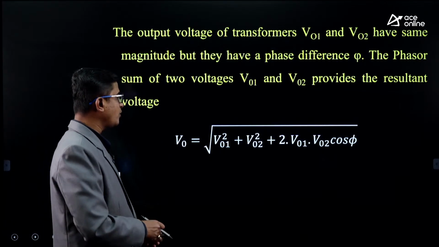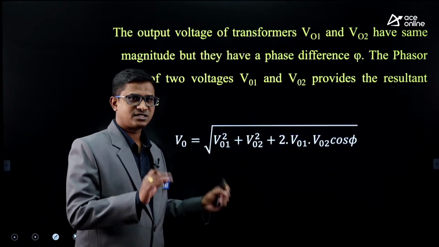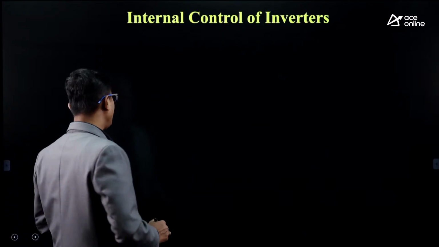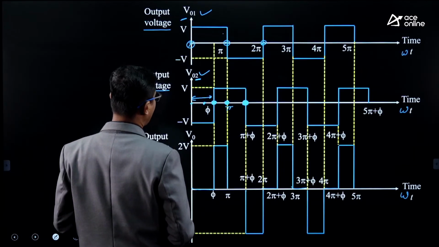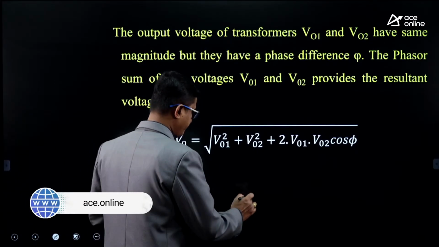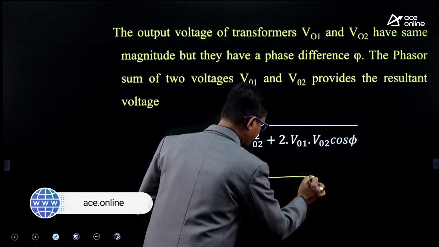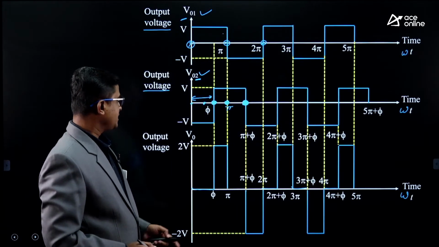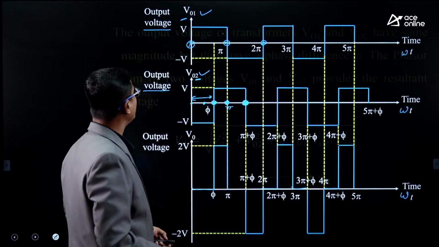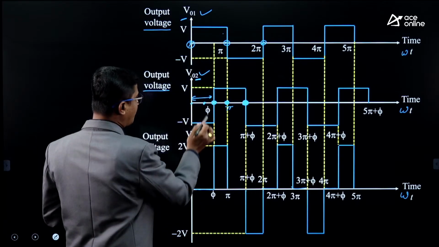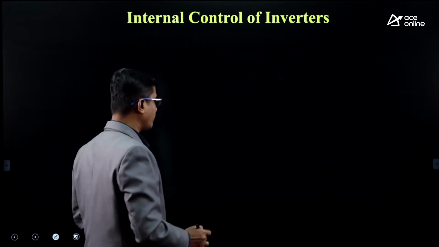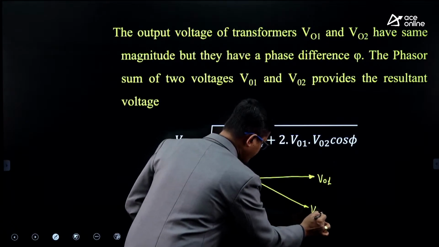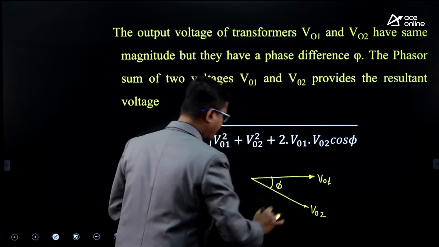Now, if we want to draw the phasor diagram, let us discuss how we have written this formula. Suppose we want to draw the phasor diagram of V01 and V02. Let me first draw the phasor of V01. Let me consider this as the V01 phasor. Next, where will be the phasor of V02? Come on. V02 is lagging V01 by how much angle? Phi, na? So the phasor of V02 will be like this. This is your V02, and the angle is phi.